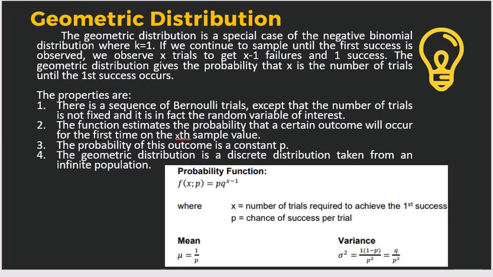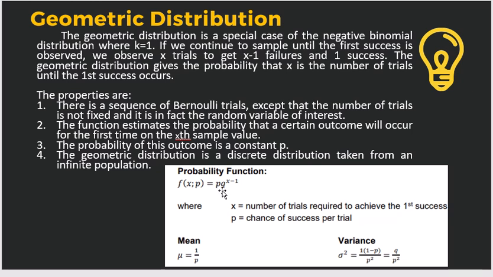There is a sequence of Bernoulli trials, except that the number of trials is not fixed, and it is in fact the random variable of interest. So the function estimates the probability that a certain outcome will occur for the first time on the x sample value. The probability of this outcome is a constant p. The geometric distribution is a discrete distribution taking from an infinite population.